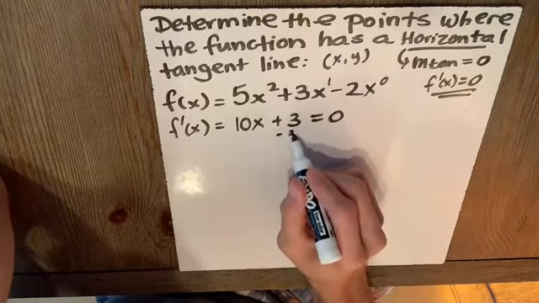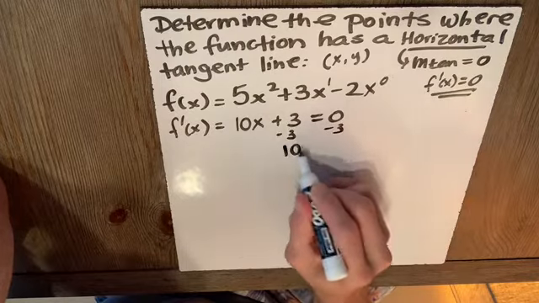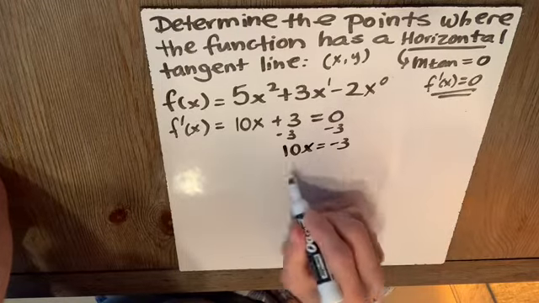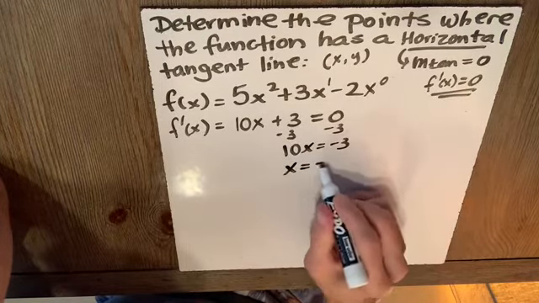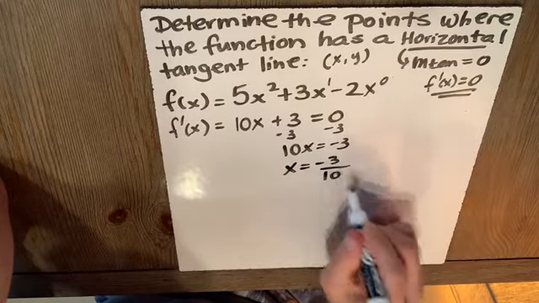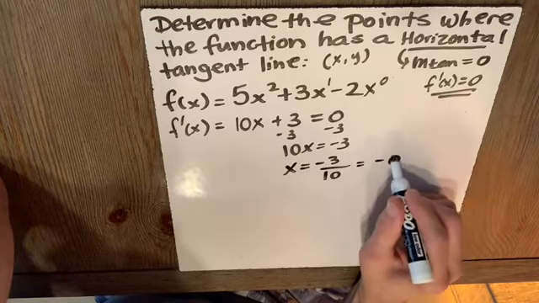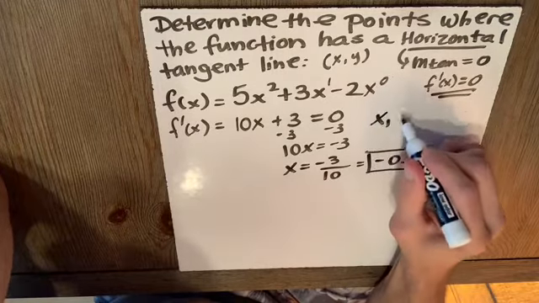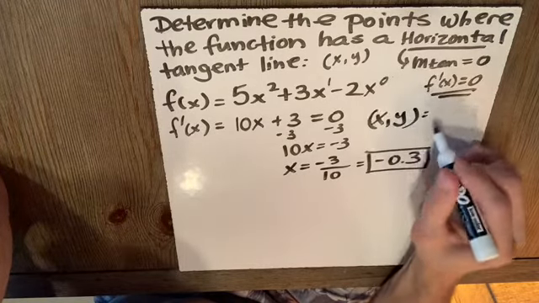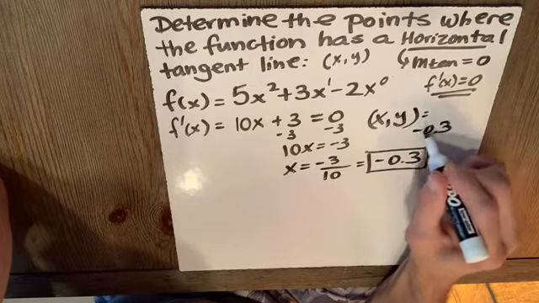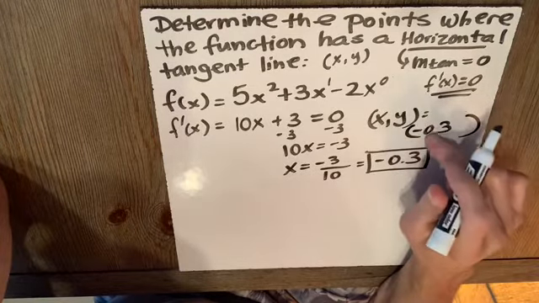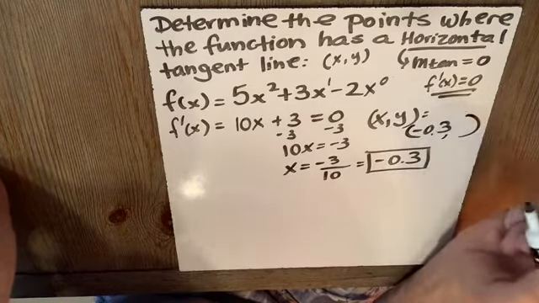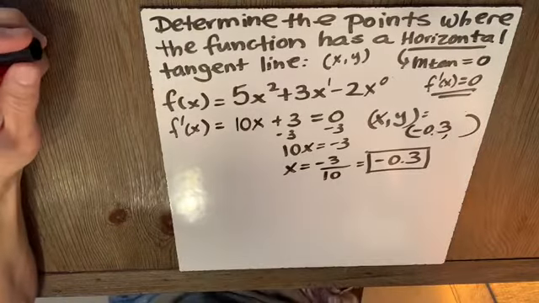If I subtract 3 from both sides, I get 10x equals negative 3. So x is equal to negative 3 over 10, or x is negative 0.3. That is the x coordinate of my xy. Notice I'm not done yet. I have to find the y.